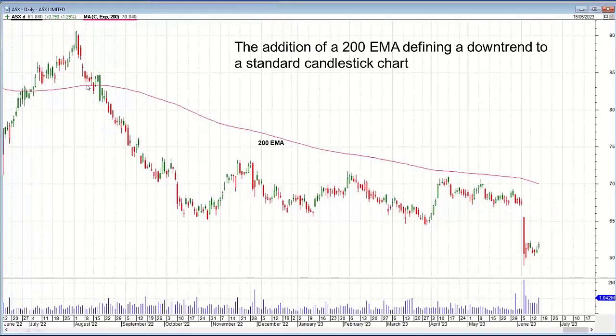Okay, here's your normal chart again. If we put a 200 EMA on there, now it looks like it's in a downtrend. Makes it pretty obvious.